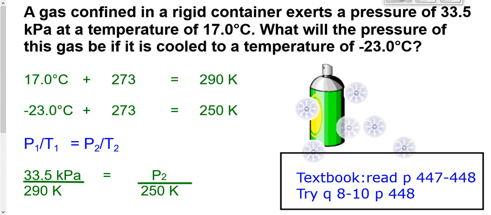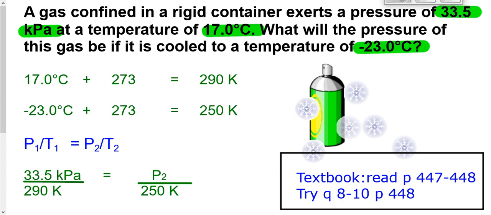One more problem. Suppose a gas is in a rigid container and has a pressure of 33.5 kilopascals at 17 degrees Celsius. What will the pressure be if we cool this now to a temperature of minus 23 degrees Celsius? Again, look for the numbers. We have 33.5 kilopascals. We have 17 degrees Celsius, and we have minus 23 degrees Celsius.